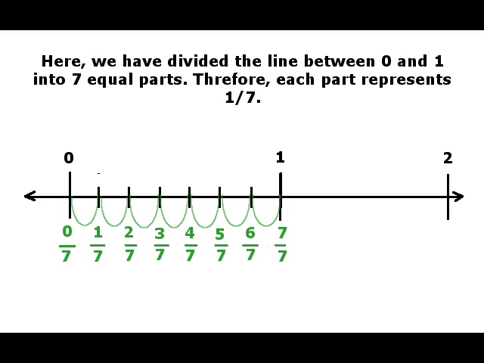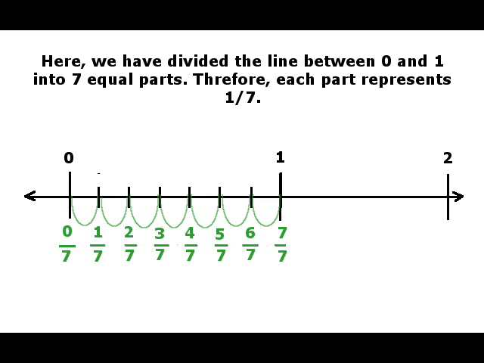Let us take another example. This time we have divided the segment between 0 and 1 into 7 equal parts. Therefore, each part represents the fraction 1/7. The first cut would represent the fraction 1/7, the next cut would represent the fraction 2/7, and so on until 7/7, which once again is the number 1.